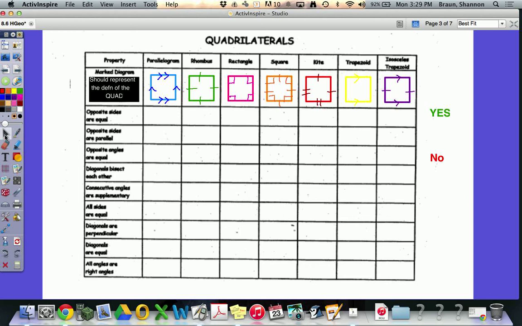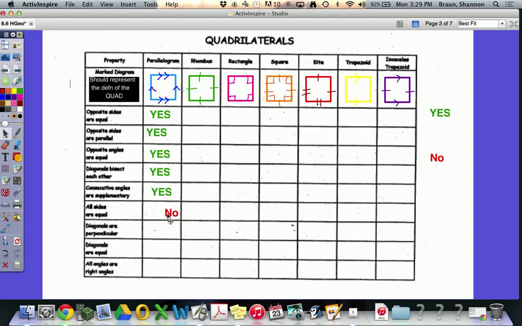Then what you're going to do in this chart is just fill out yes or no as to whether or not the properties hold true. If I'm looking at a parallelogram, opposite sides are equal, that's true, so yes. Opposite sides are parallel, that's true. Opposite angles are equal, that's also true. The diagonals bisect each other, that's true. Consecutive angles are supplementary, that's true. Sorry, not complementary angles. All sides are equal, that's not necessarily true.